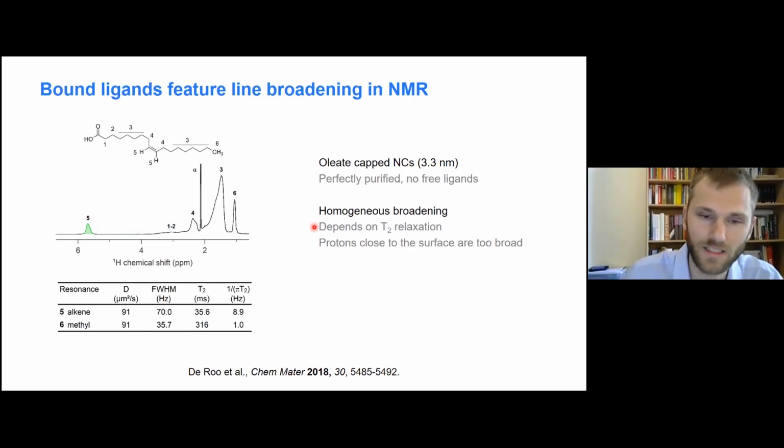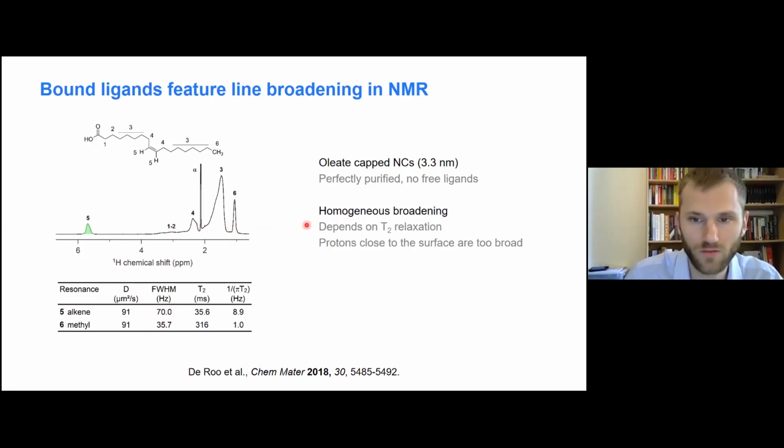But that's actually something that we can measure, the T2 relaxation time. So that's what we did. First, what we established with a diffusion ordered spectroscopy experiment is that the ligands were tightly bound to the nanocrystal surface. That's important because we want to gain information of the bound state, not of a free state. Then here is the full width at half maximum of resonances 5 and 6, so this alkene resonance and this methyl resonance, because they are nicely isolated from the other resonances.